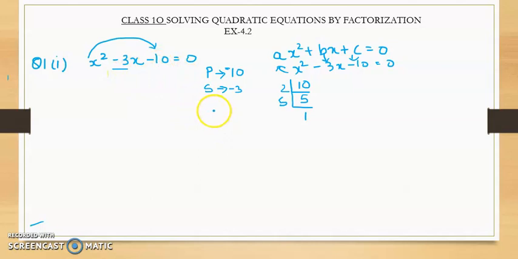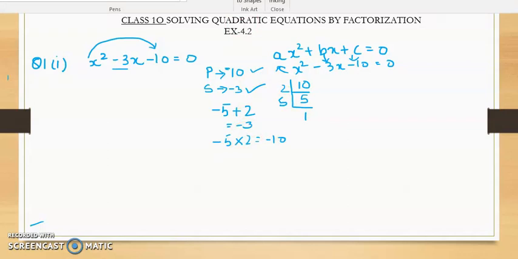Now see, this is a rough work. If I take minus 5 and plus 2, and add them, minus plus, the sign of the larger number, I get minus 3, correct? So I'm getting sum minus 3. If I multiply them, minus 5 into 2 is equal to minus 10. This means the product is correct. Followed?